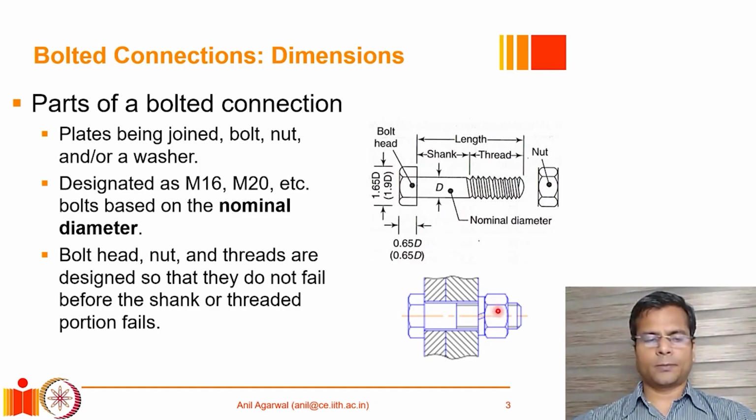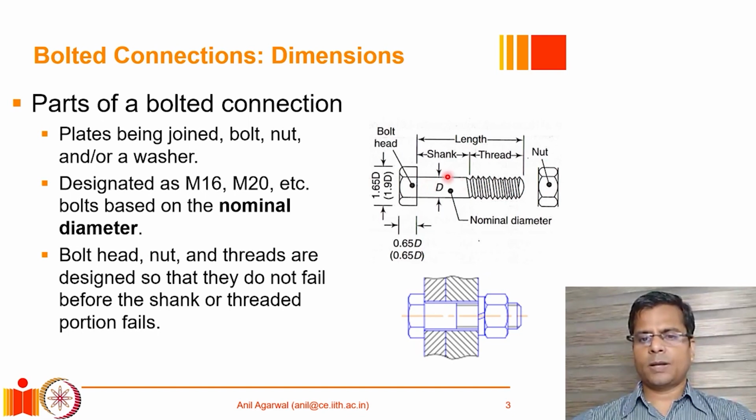bolt from loosening. Now, bolts are typically designated based on the diameter of their shank. So, typically bolts are known as M16 bolt, M20 bolt, M24 bolt, and so on. Basically, this number 16, 20, etc. is the diameter of the shank of a bolt. The bolt itself has 3 or 4 major components. The first major component is the bolt head. The bolt head basically provides the bearing. When it is clamped, it provides the bearing resistance against the plate and keeps the bolt tight.